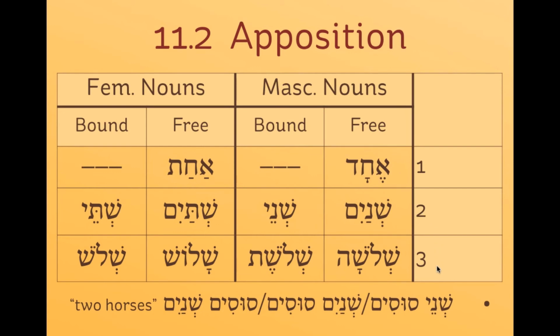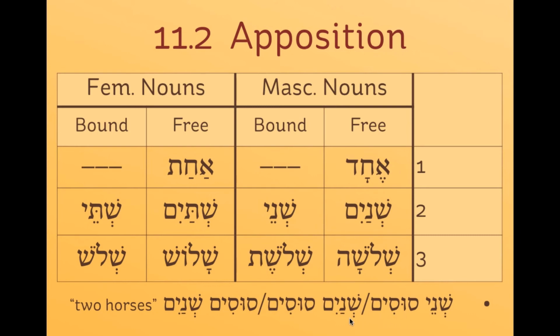And whenever you say 2 of something, there are actually 3 different ways that you could say it, or 3 of something, etc. You could use the free form shnaim, and then it would be in apposition to the noun that it modifies. Shnei is the bound form, and then it would form a smichut with the noun that it modifies. Let's say you use shnei susim. Shnei has to occur first because it's the bound word. And translation literally would be 2 of horses, but you just say 2 horses.